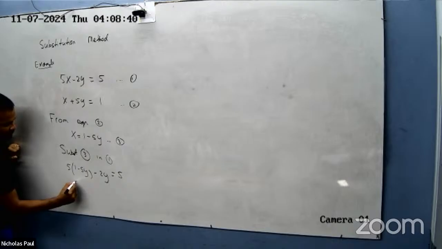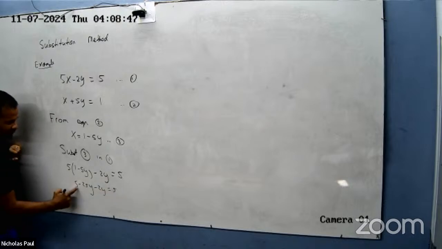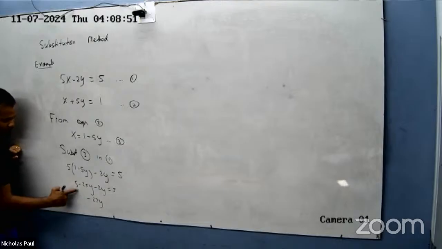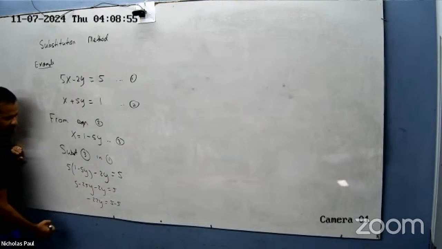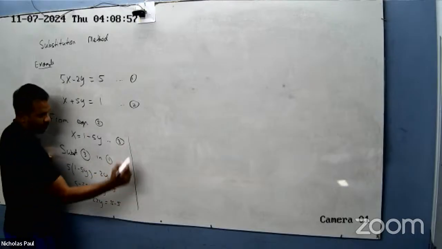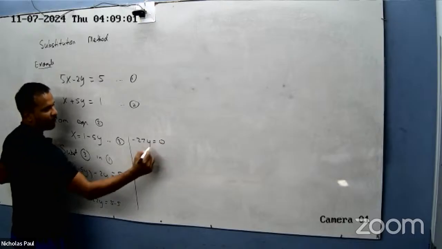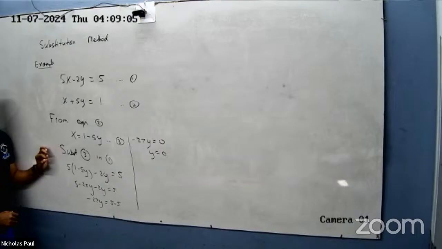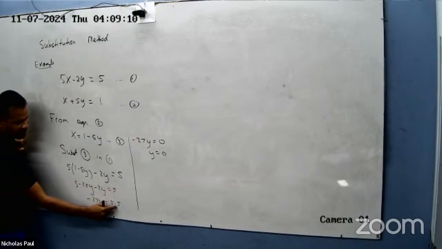5 by 1 is 5. 5 by minus 5, minus 25, minus 2y is 5. Minus 25 minus 2 is minus 27. Take this 5, bring it across here. It becomes minus 5. So we will end up with minus 27y is 0. You'll get y is 0. Okay with that? Minus 25 minus 2, bring across the 5. 5 minus 5 is 0.